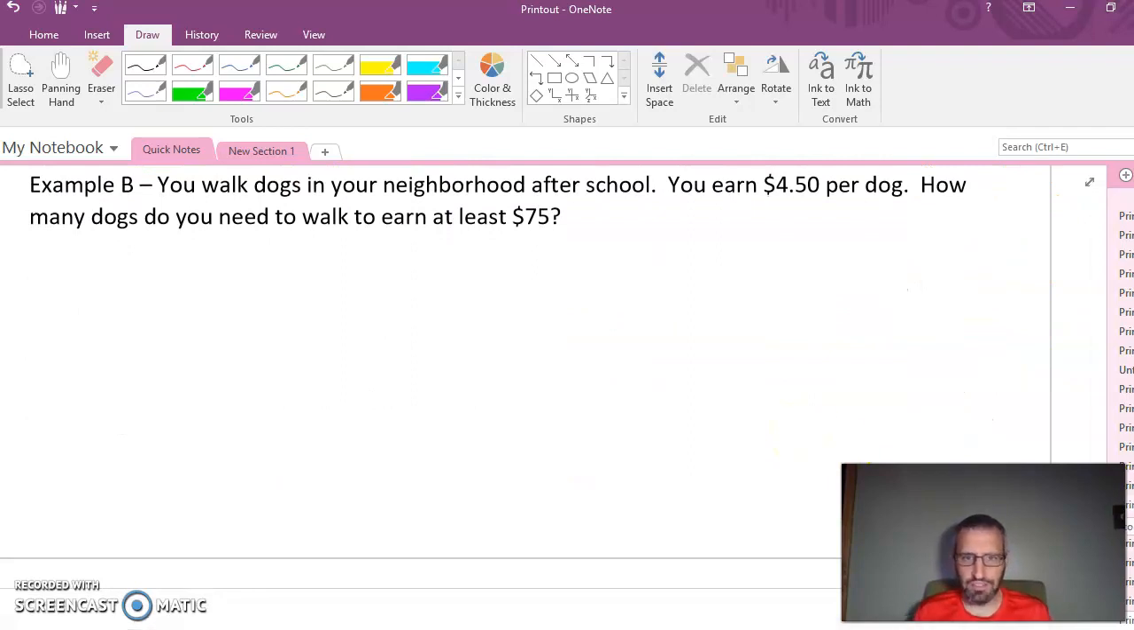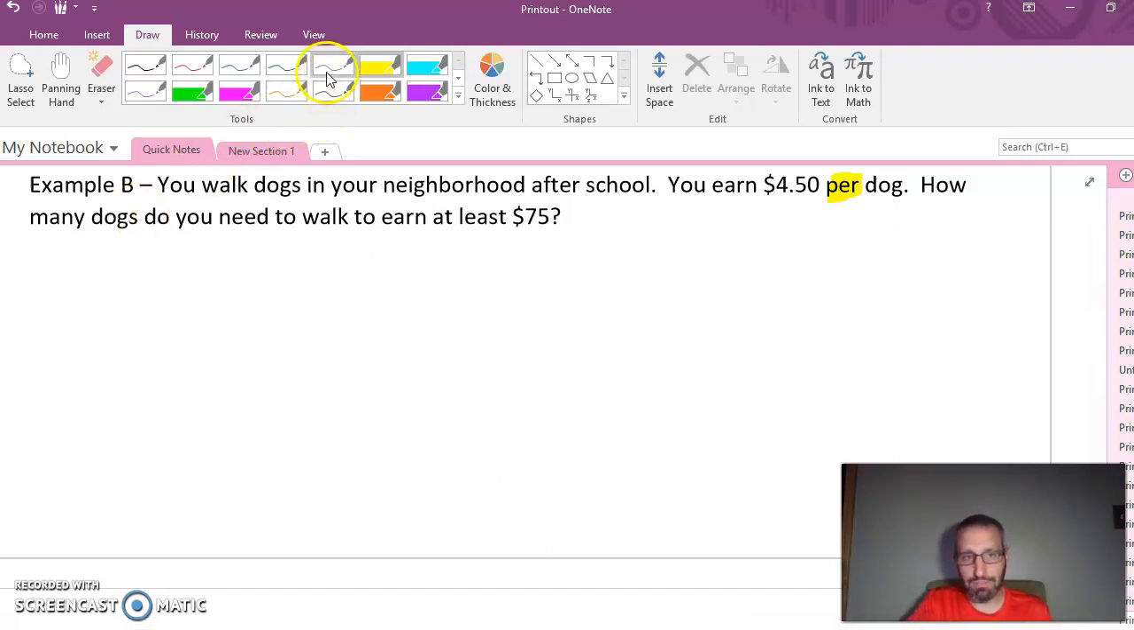All right, you walk dogs in your neighborhood after school. You earn $4.50 per dog. How many dogs do you need to walk to earn at least $75? Words are hard. All right, so you walk dogs in your neighborhood after school. You earn $4.50 per dog, right? Ooh, that second reading there, that "per dog" sticks out to me. How many dogs do you need to walk to earn at least $75?